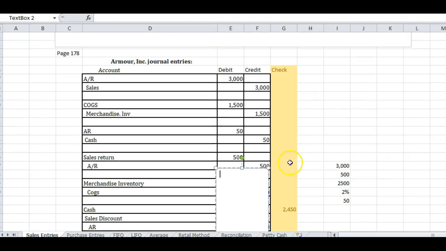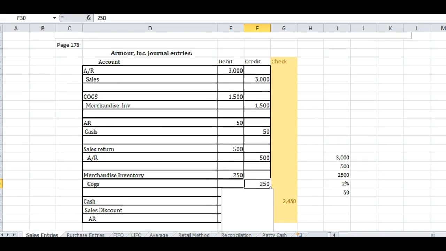So then we also have to put that amount of inventory back in. And that inventory cost us $250. So we put it back into the inventory and we remove it from the cost of goods sold.